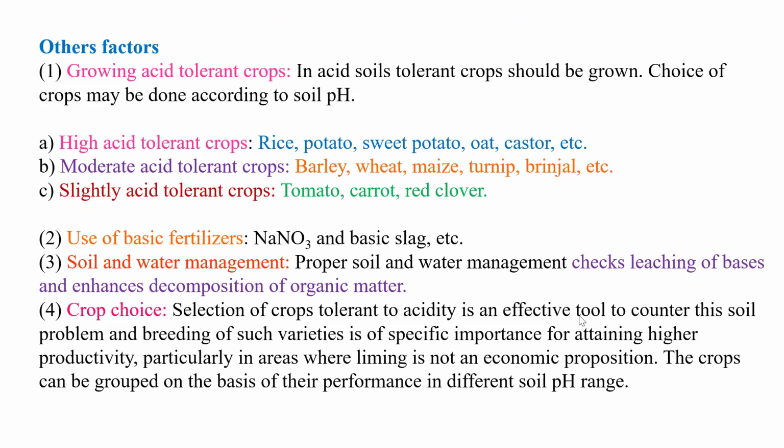So crop choice should be done in such a manner that it counteracts the soil acidity, thereby increasing the soil pH, particularly in areas where liming is not an economic proposition.